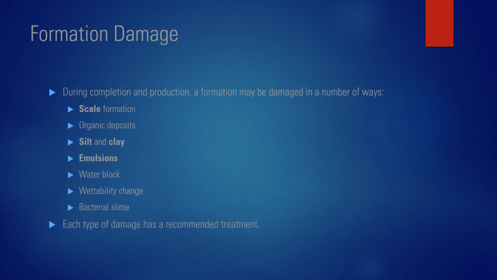Formation damage. During completion and production, a formation may be damaged in a number of ways: by scale formation, by organic deposits, by silt and clay, by emulsions, by water block, by wettability changes, by bacterial slime. Each type of damage has a recommended treatment.